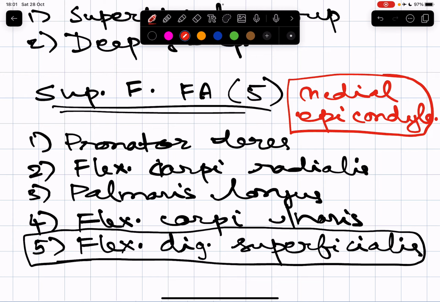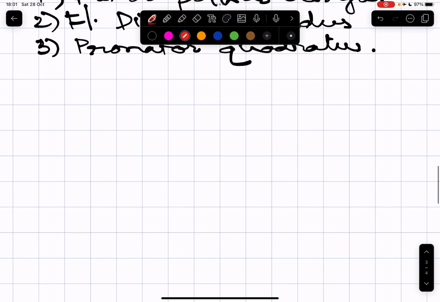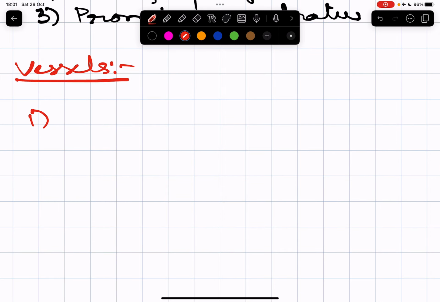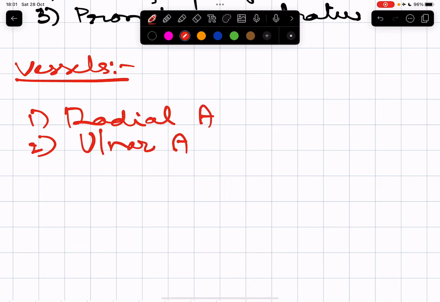So what are the vessels in the front of the forearm? Let's look at the first. We will list all these contents and then we will go to the details. Now, what are the vessels here in the front of the forearm? So we have the radial artery, we have the ulnar artery, right? And we have the branches arising from the radial and the ulnar arteries. And these arteries arise from the brachial artery.